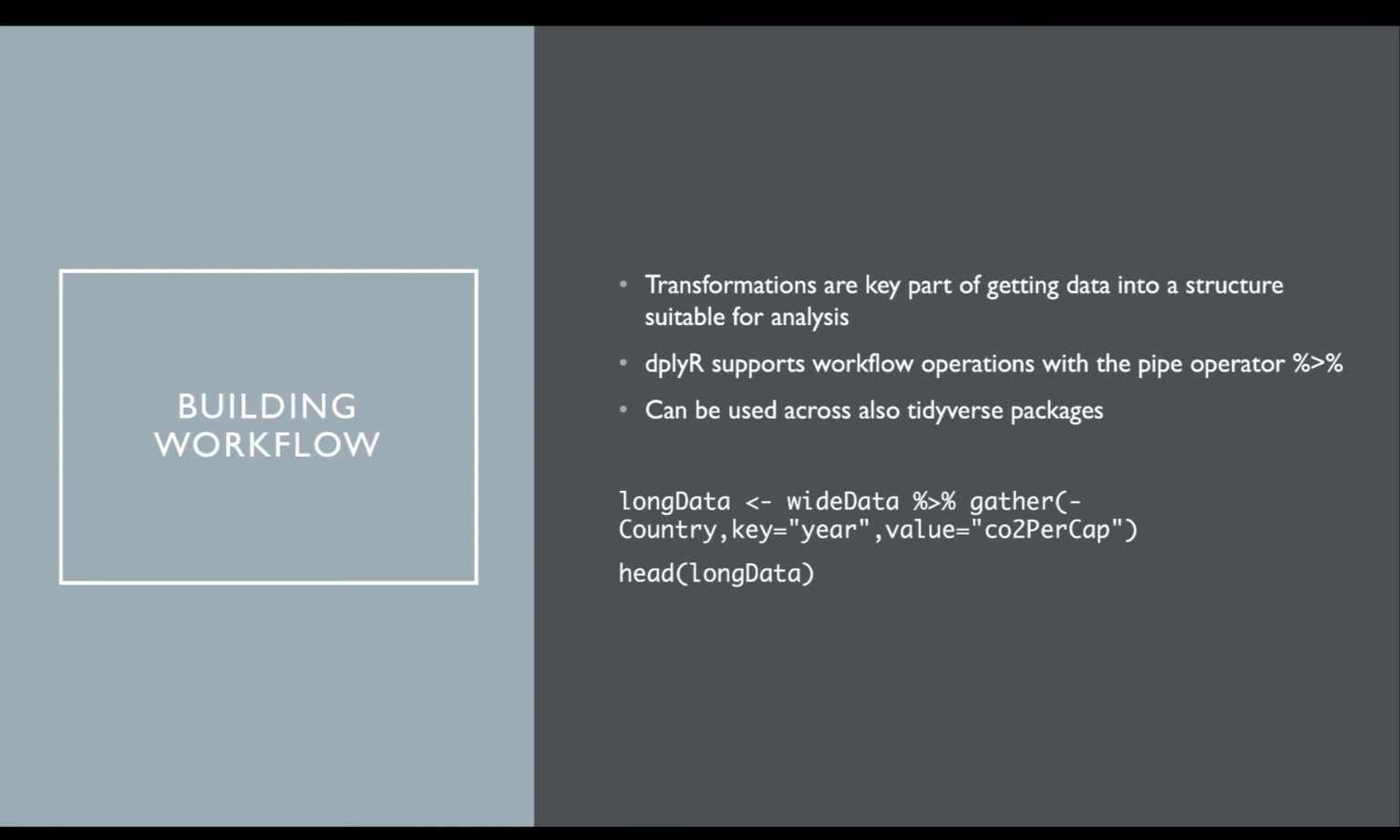One of the other important operations that dplyr supports is workflow operations. And it supports workflow operations with something known as the pipe operator. The pipe operator is a combination of three symbols: the percentage sign, a greater than sign, followed by another percentage sign. These three symbols together form the pipe operator.